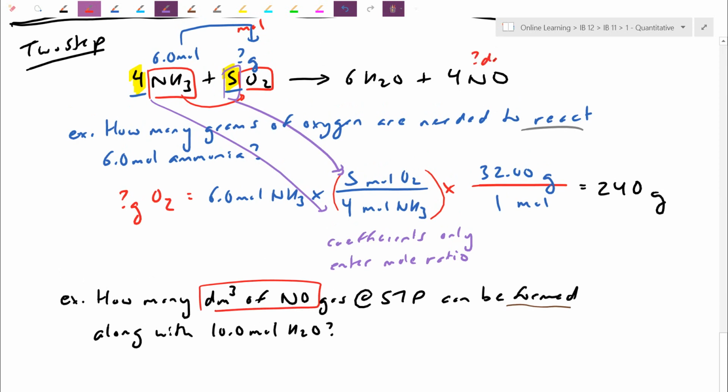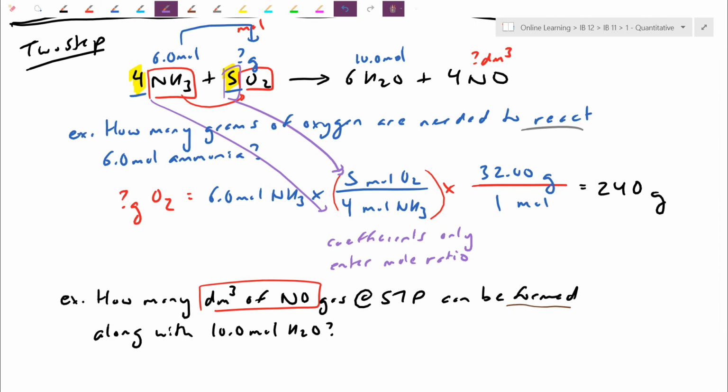I want to know question mark decimeter cubed. I want to know how many liters. How much is formed along with, so this also gets produced, 10 moles of water. I'm given here 10 moles of the H2O instead. Again, usually the mole ratio works moles to moles. Number ratio works molecules to molecules. But again, it doesn't work moles straight to liters or moles straight to decimeter cubed. So I'm going to sort of work around that.